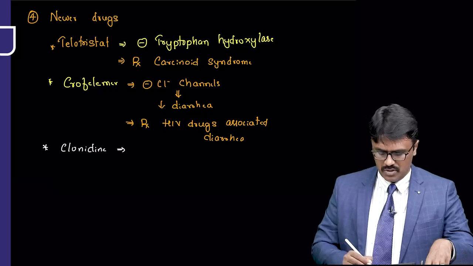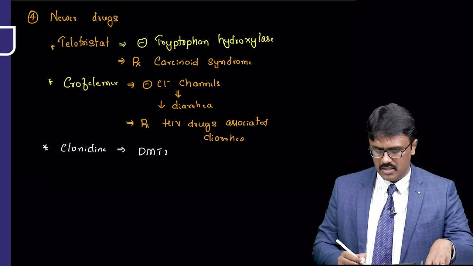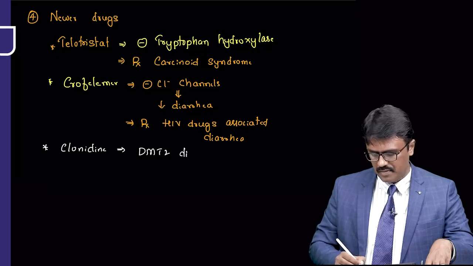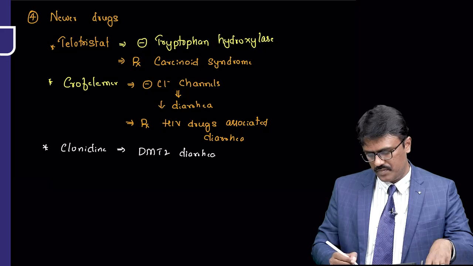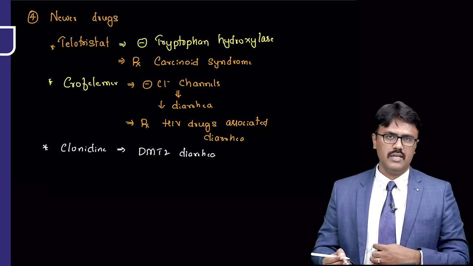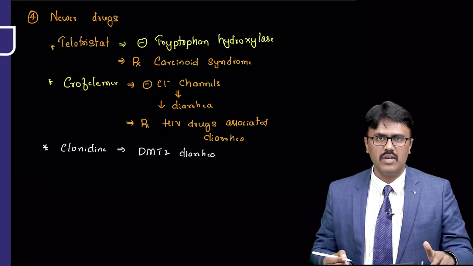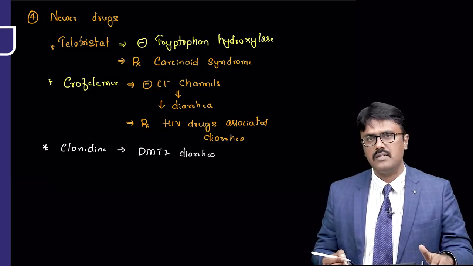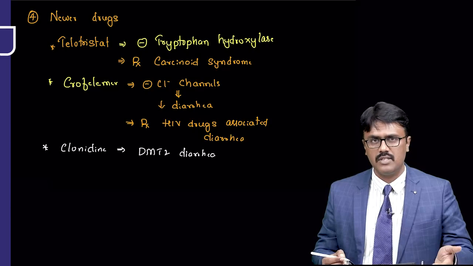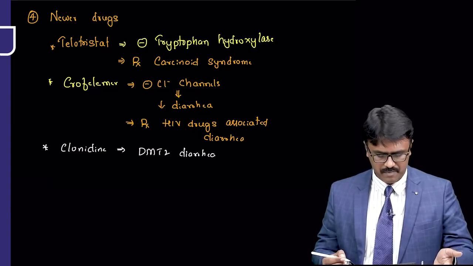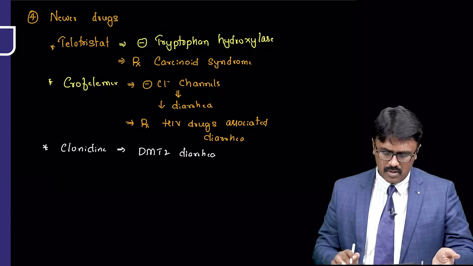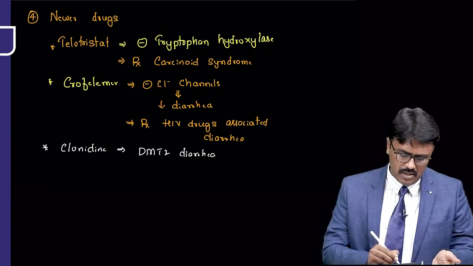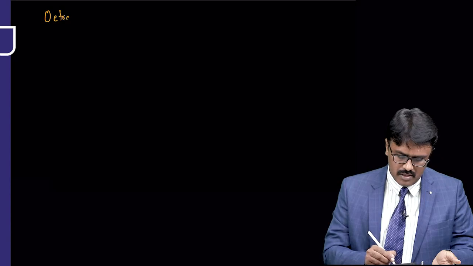One more drug we all know is called clonidine. Clonidine is used for patients with diabetes having diarrhea. Clonidine has been shown to decrease secretions and decrease motility, and it is used for diabetic diarrhea. So these are the new drugs which can be asked in your exams. And one of the older drugs I just want to comment on here, you all know it. It is octreotide.